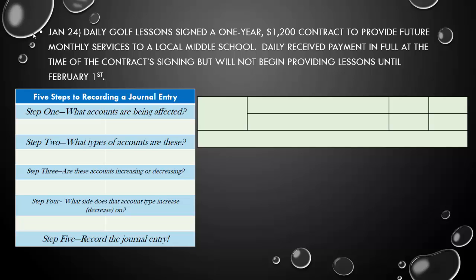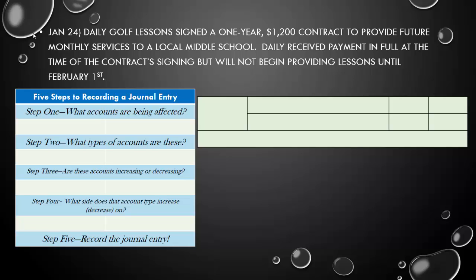On January 24th, Daily Golf Lessons is going to sign a 1-year $1,200 contract to provide future monthly services to a local middle school. At the time that we sign this contract, we're going to receive payment in full, which means this school is giving us the $1,200 at the time of its signing. However, we're not doing the services that day. We don't start the services until February 1st, and we're going to do them every month for the next year.